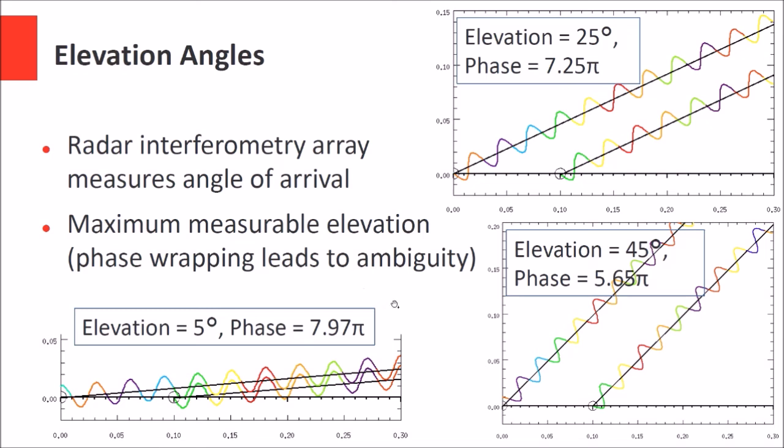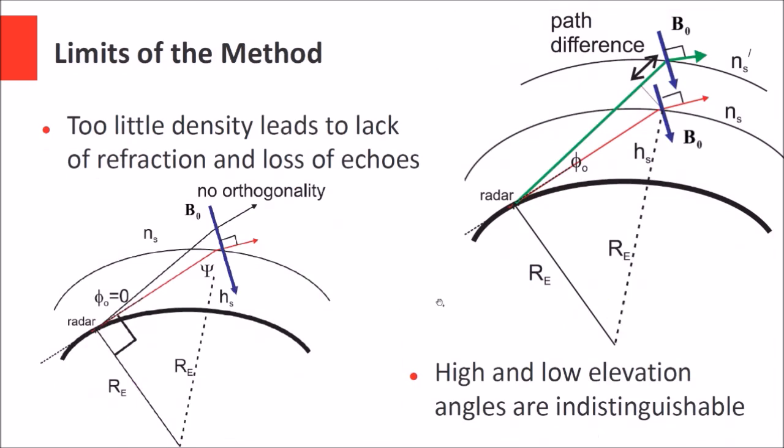Ambiguity in elevation angles is one of two major problems with this method. The other is that under conditions of very low electron density, we do not have sufficient refraction of HF radio waves to reach that orthogonality condition, which means that we receive very few backscattered signals and very little data.